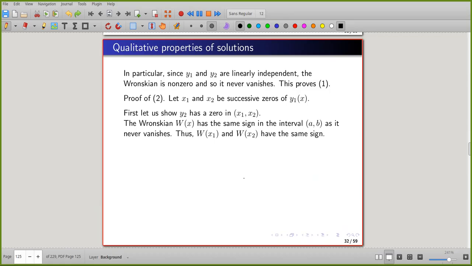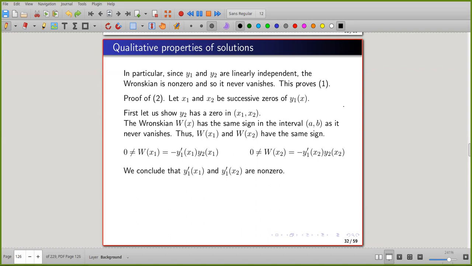Since this Wronskian, we just saw, is non-zero, it has the same sign in the interval (a, b) as it never vanishes. So W(x1) and W(x2) have the same sign. Our situation is a bit like this: we have our interval a and b, and inside it, let's say this is x1 and this is x2. The Wronskian never vanishes, so W of x1 and W of x2 have the same sign.